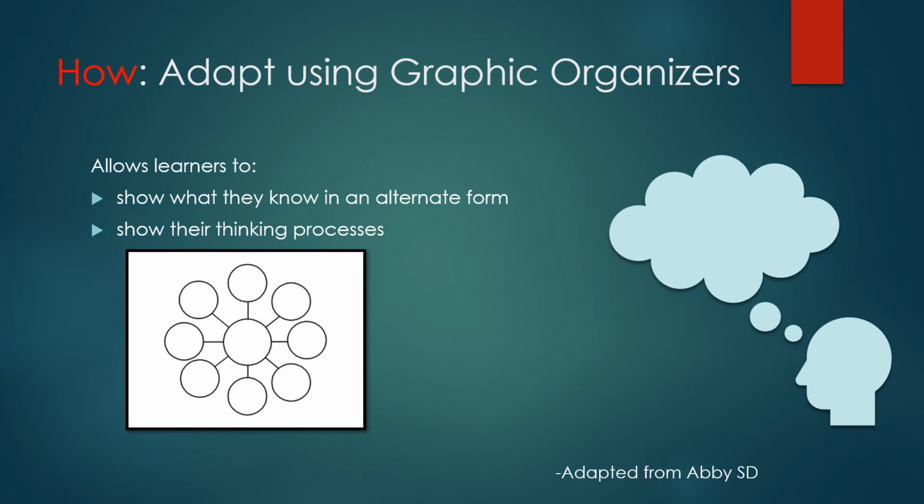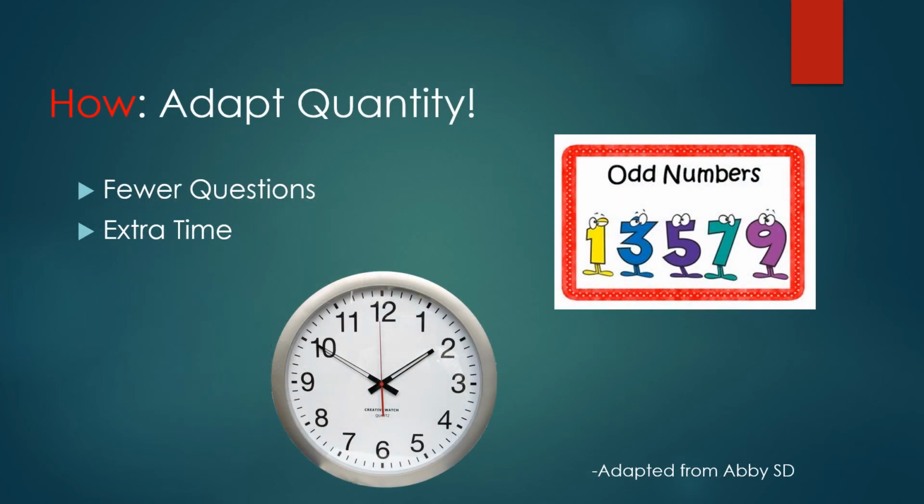When thinking about access points and assessment for students who might be struggling learners, we can adapt using graphic organizers. Perhaps if the class is writing long answers, an English language learner might use a graphic organizer instead. Graphic organizers allow our learners to show what they know in an alternate form and allows them to show their thinking process. We can also adapt the quantity. Certainly many of our struggling learners get daunted with many questions on the page. So we can give them fewer questions and extra time to help with that.